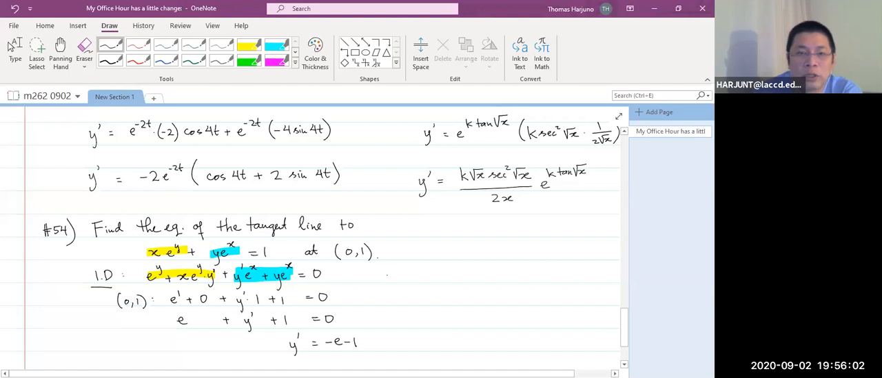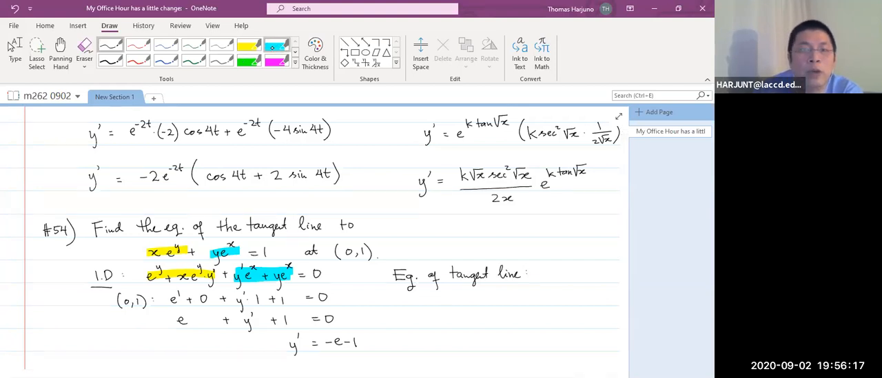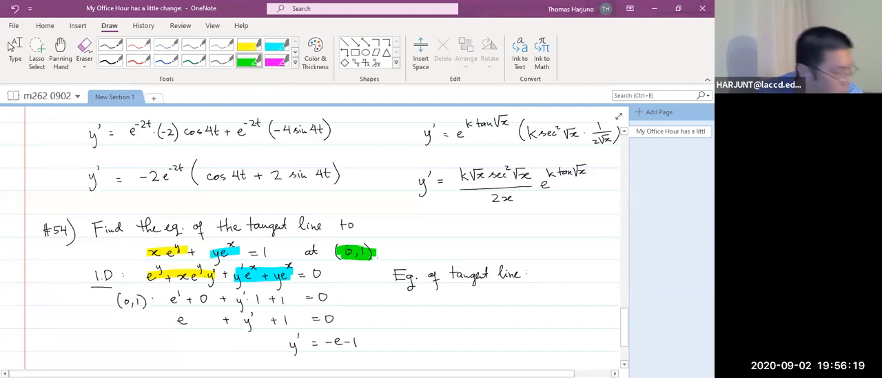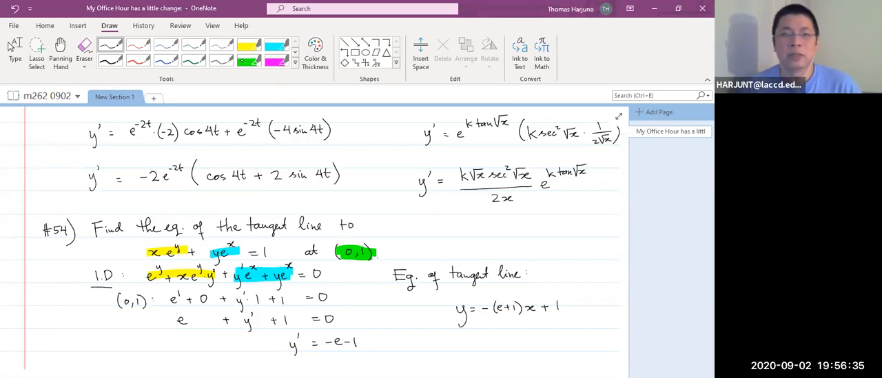So what is the equation of the tangent line? Well, by the way, we happen to have a y-intercept here, right? If you think about it, there's a y-intercept. So it will be y equals the slope, negative e plus 1, x plus 1, right? Because this is the slope.